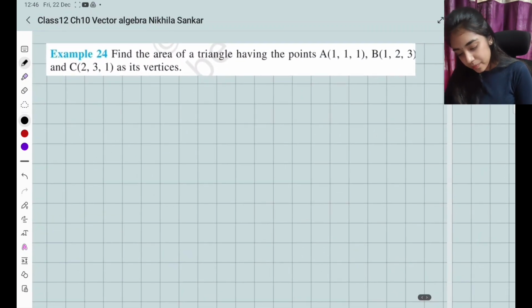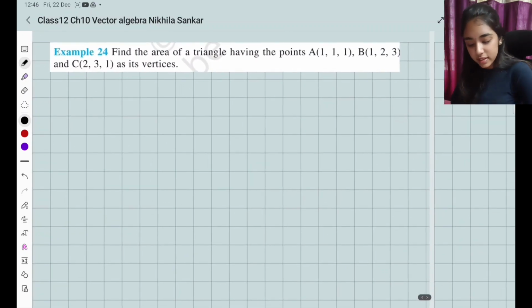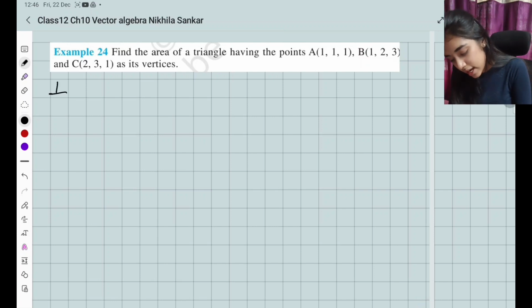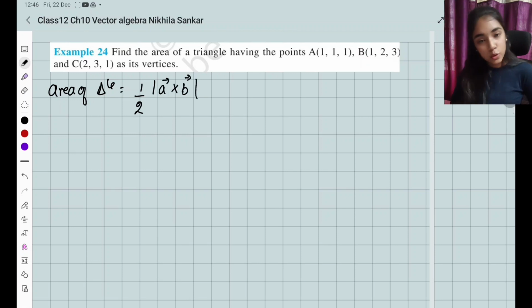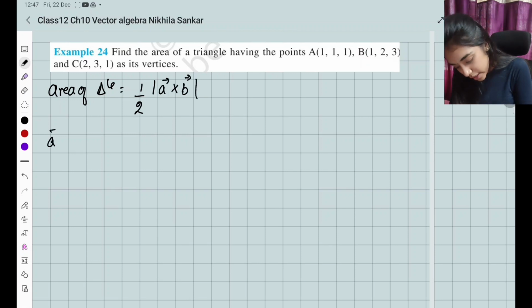Example 24. Find the area of the triangle having the points A, B, C as its vertices. So what do we need to find? I know that the area of the triangle is going to be, I'll write the steps, half times the cross product of two different vectors. So first, the vector AB.